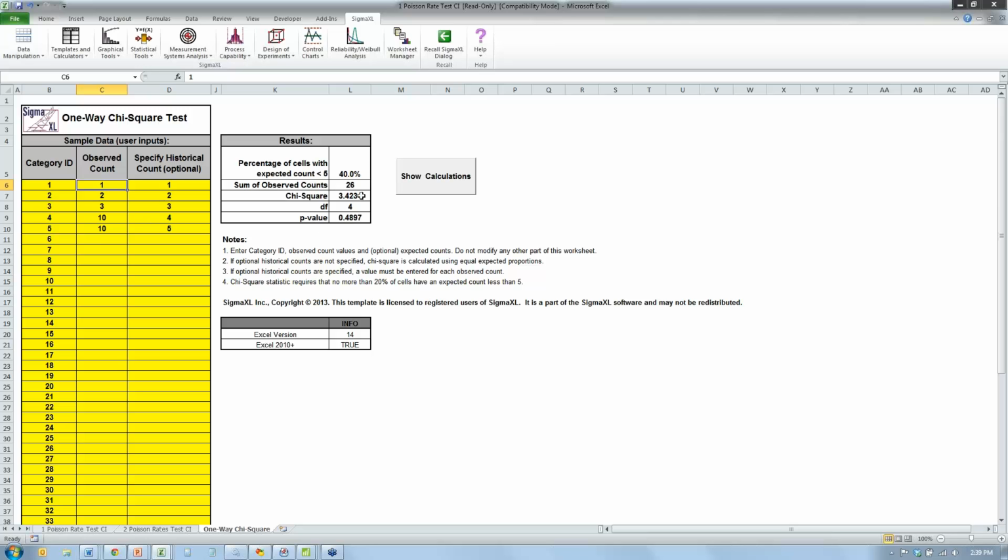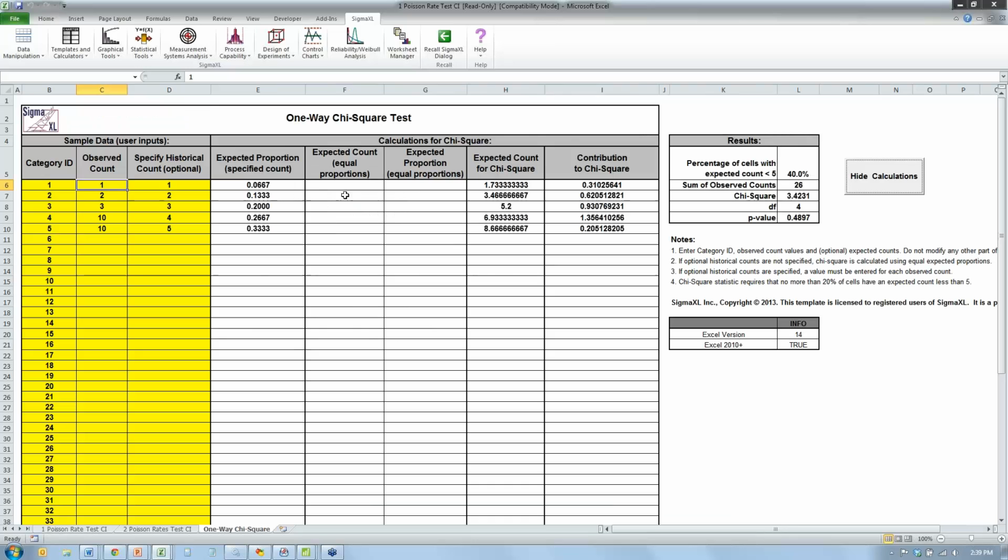And so we've added that, and you can actually click the button to show calculations, and this shows you the intermediate calculations with the contribution to chi-square.